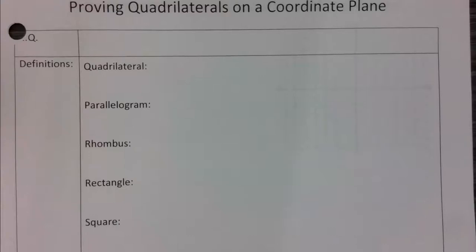Okay, so today we are talking about proving quadrilaterals on a coordinate plane. My essential question is, how do I prove different types of quadrilaterals on a coordinate plane?